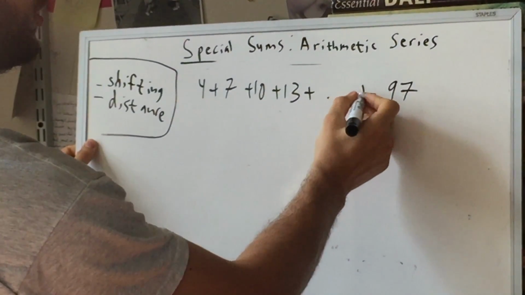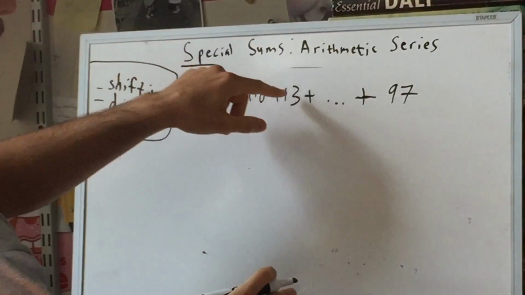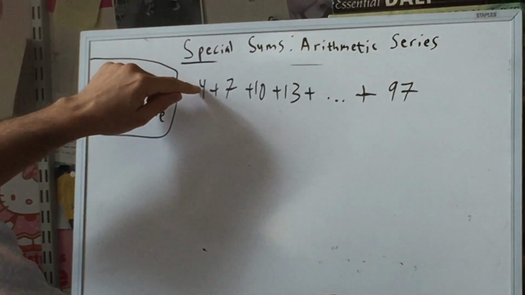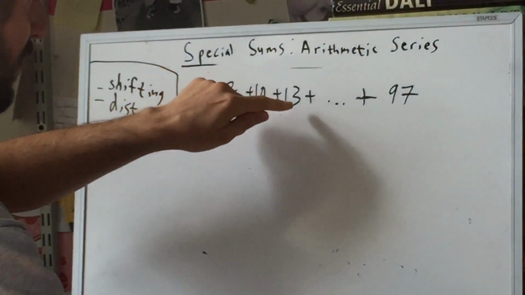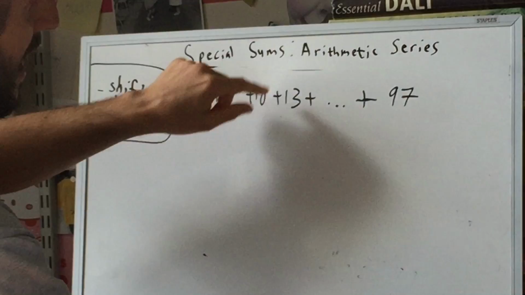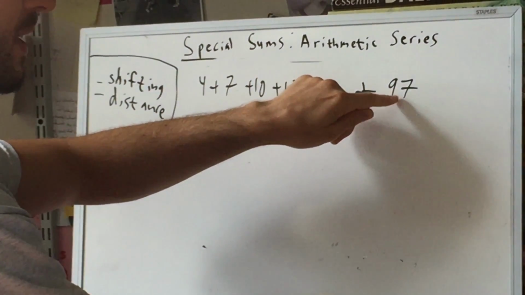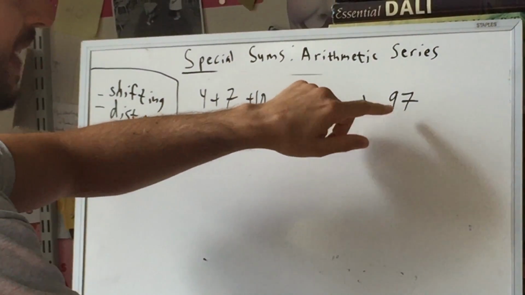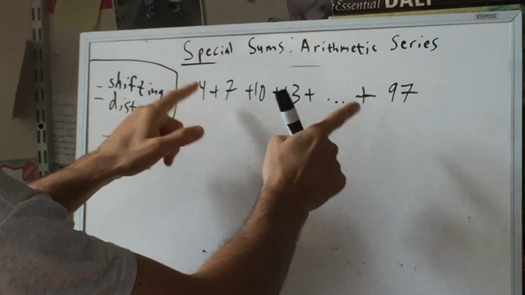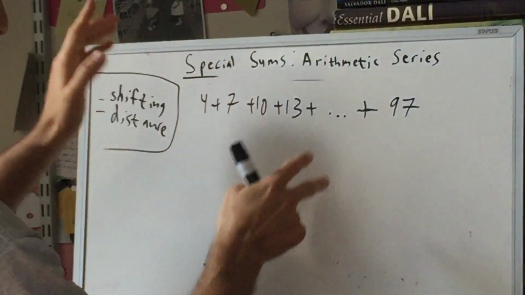Now, I can't arbitrarily make up this number. These are moving by 3s, and if you've noticed, each one is 1 more than a multiple of 3. So this is 1 more than 3, 1 more than 6, 1 more than 9. I have to stop on something that's 1 more than a multiple of 3, which 96 is. All right, so the shifting method, let's move them to a multiple of the step size, which is 3.